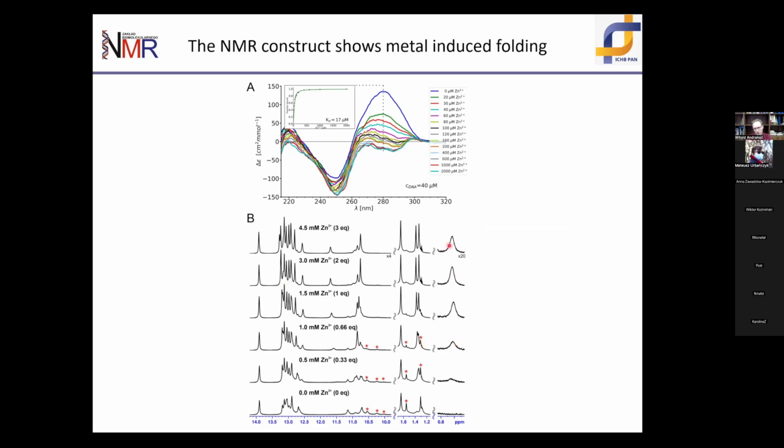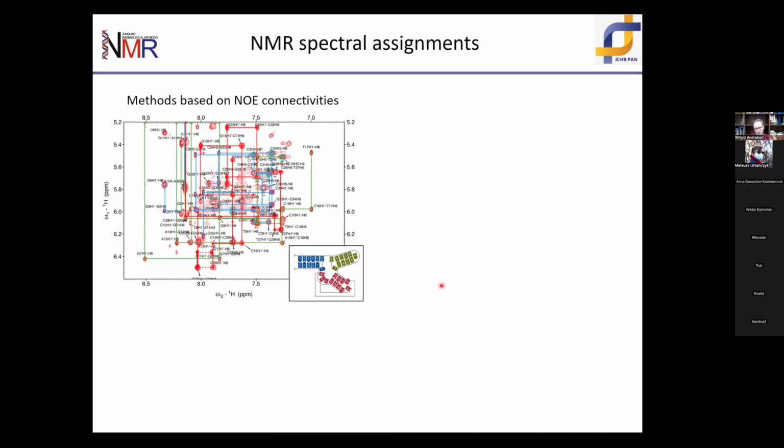And we can also see a similar effect in the NMR spectrum. We've seen that some additional resonances rise when zinc is added, some others disappear, and already one equivalent of zinc basically saturates these changes. Additional equivalents don't do anything. So it seemed that what we observe is indeed the compact zinc-induced structure.